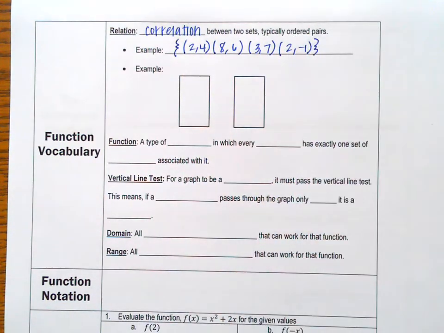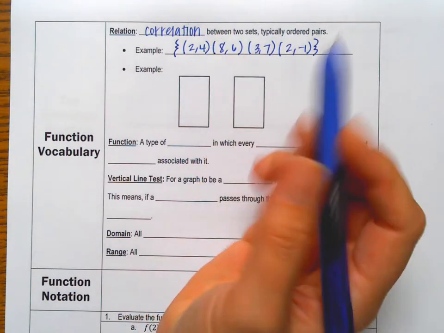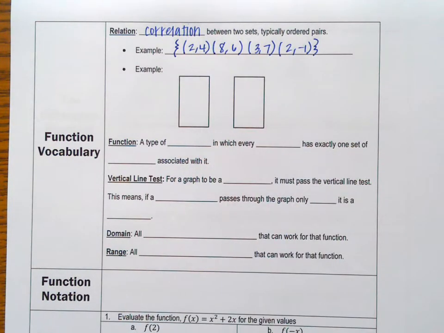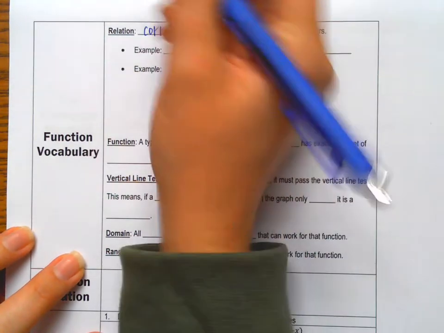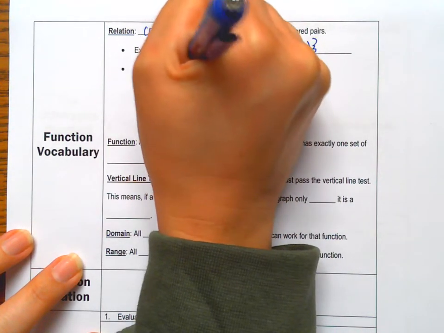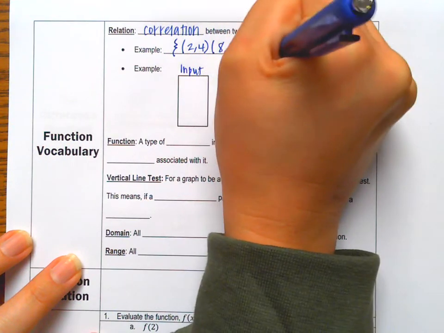It's just a comparison. My x value is 2, my y value is 4. Now it doesn't always have to be ordered pairs. It can be like people to birthdays. So you can have a mapping diagram. So we call this a mapping diagram. And you have your input values here, and you have your output values on the right side.